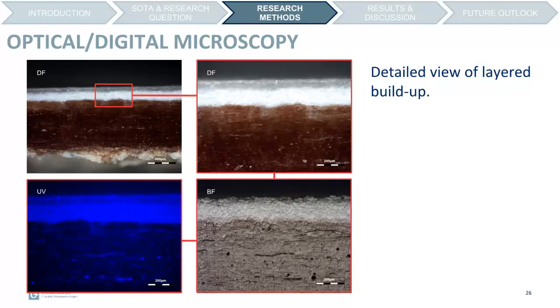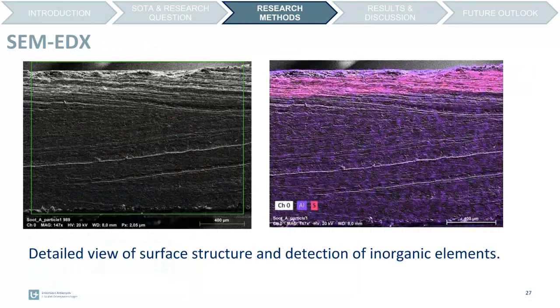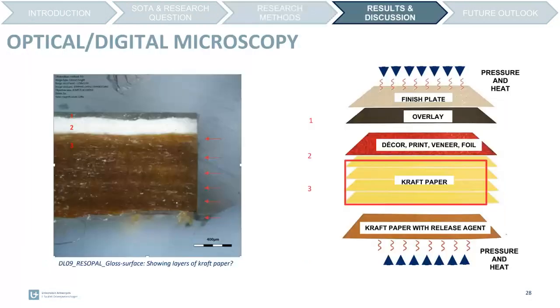Then optical and digital microscopy was used to get a detailed view of the layered buildup. And then SEM-EDX was used to obtain a detailed view of surface structure and detection of inorganic elements. Within this research, it was decided to study the material in cross-section because of the interest in the layeredness. Initially, it was questioned whether the layers of kraft papers could still be visible in the core. In the results of the sample examination so far, this was impossible, except for one.